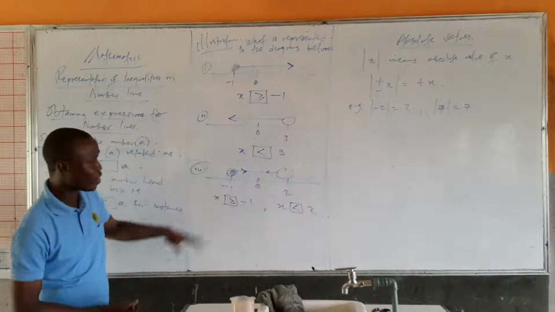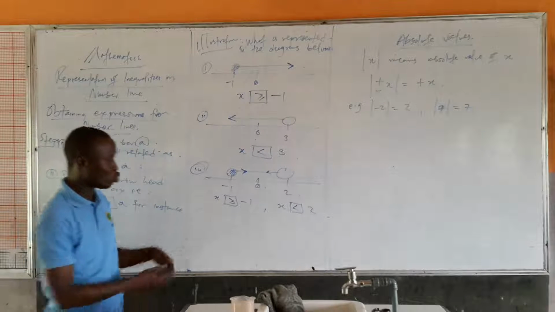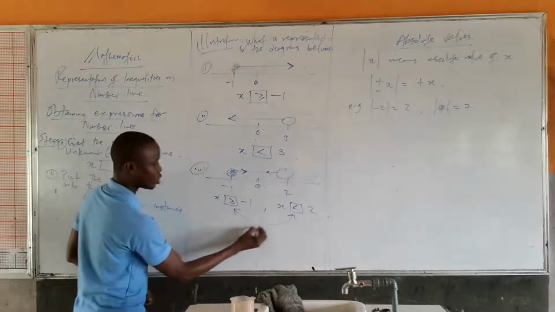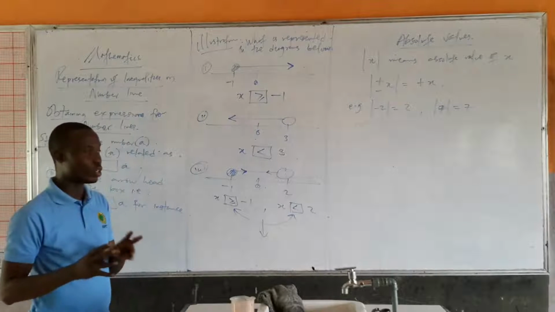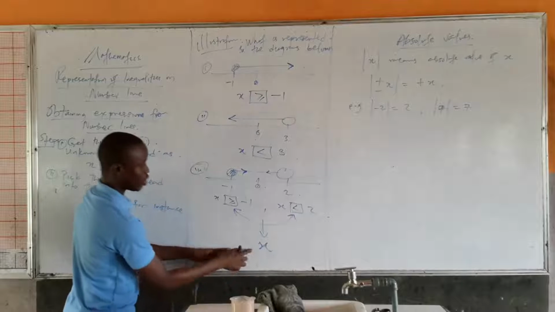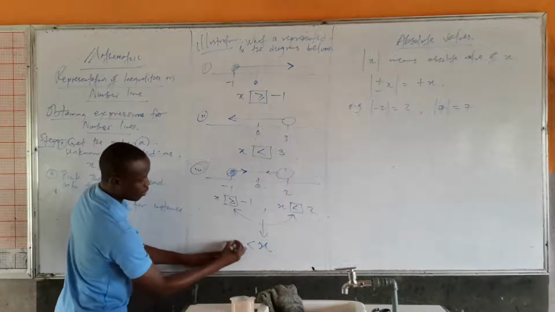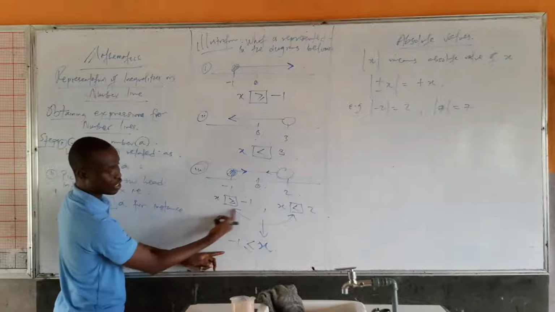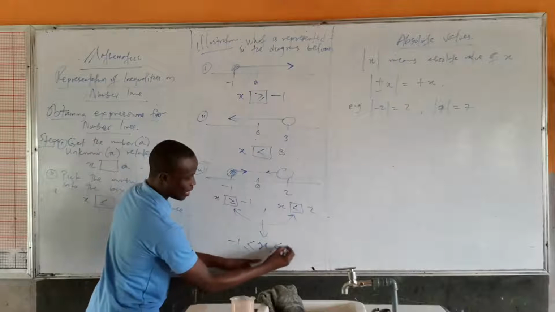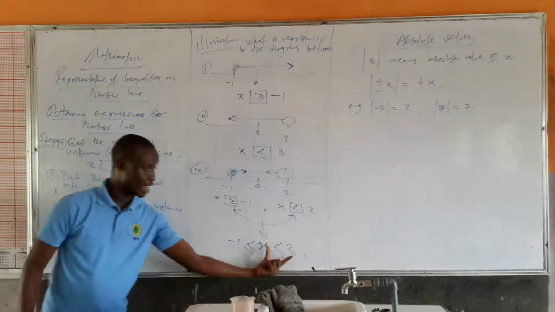Now, most times when you have inequality graphs in this format, it simply shows that the two inequality expressions can be joined together to obtain a single inequality expression. We can write it as what? x is greater than or equal to -1, and x is less than 2.